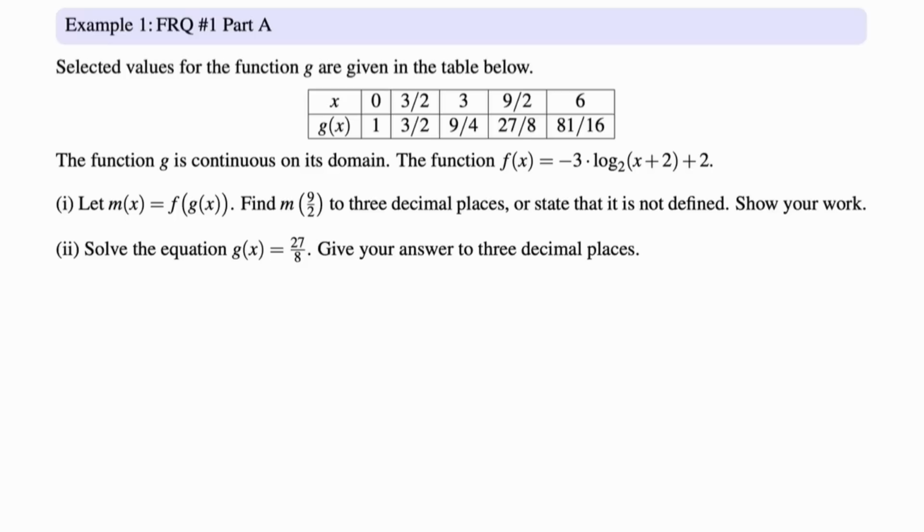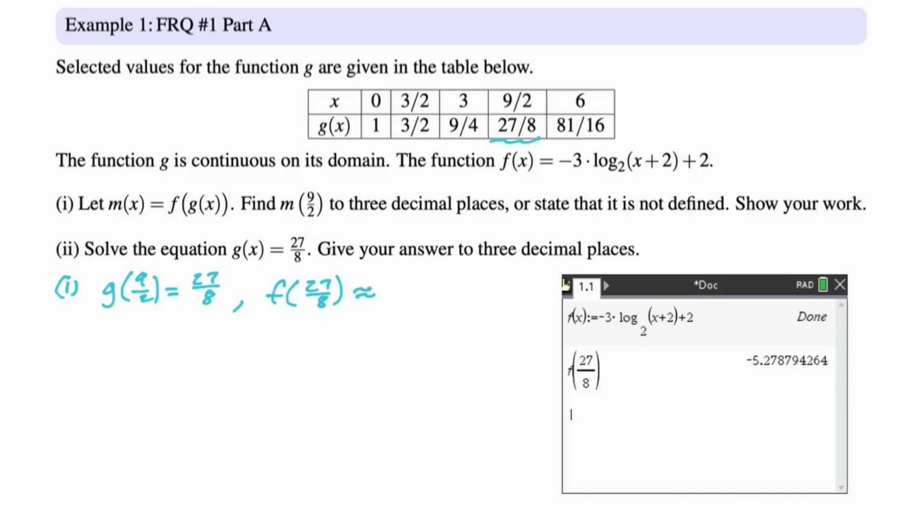So first thing we're going to do is we got to find f of g of 9/2. So we need to know what g of 9/2 is. We go up to the table. At 9/2, g is 27/8. So now we're just doing f of 27/8. That's a calculator. So here on my calculator is what I did. And 3 decimals, -5.279. There you go, 3 decimals, always.